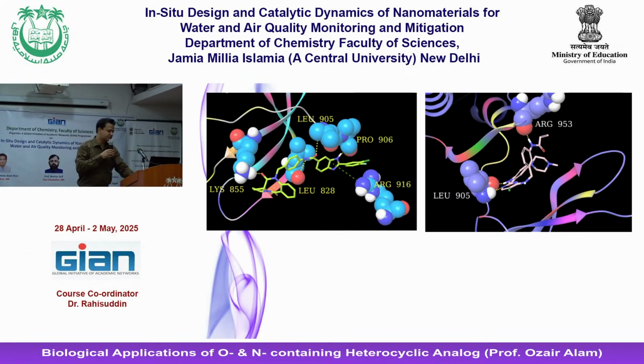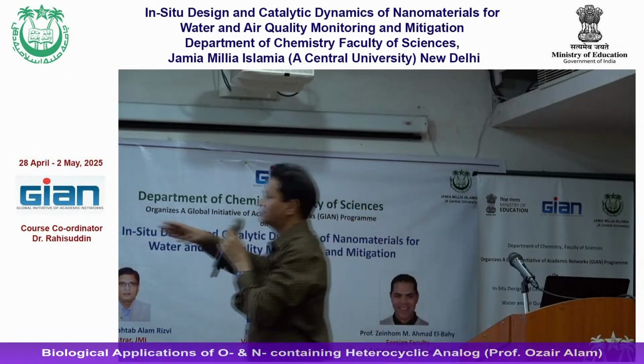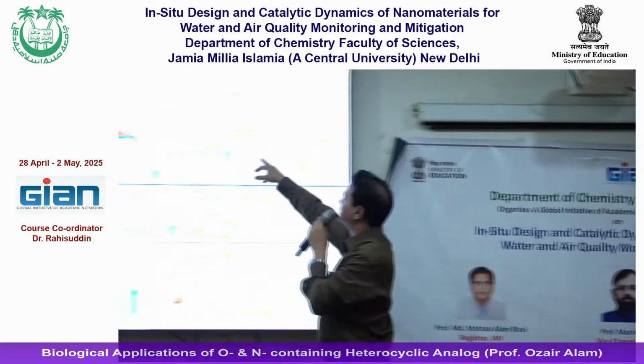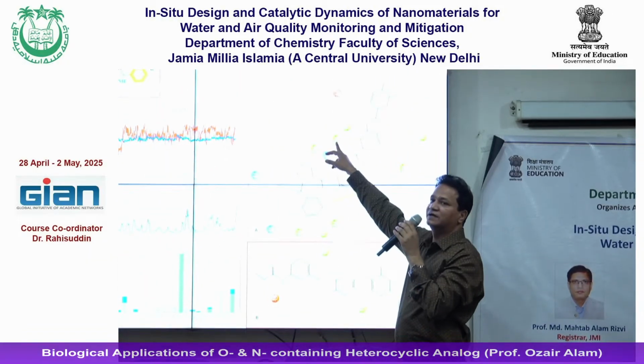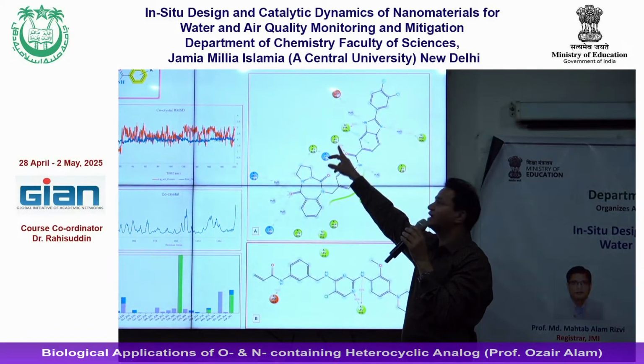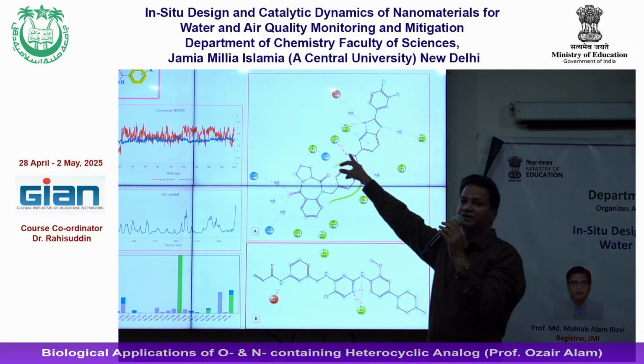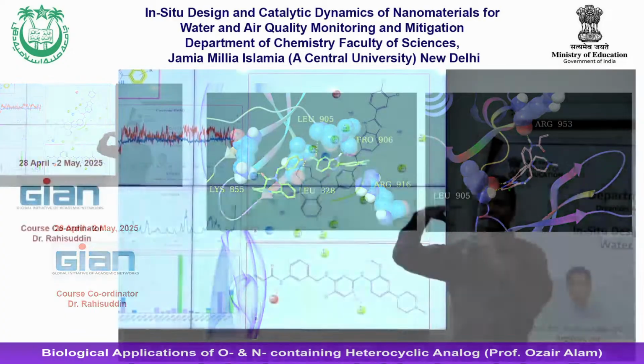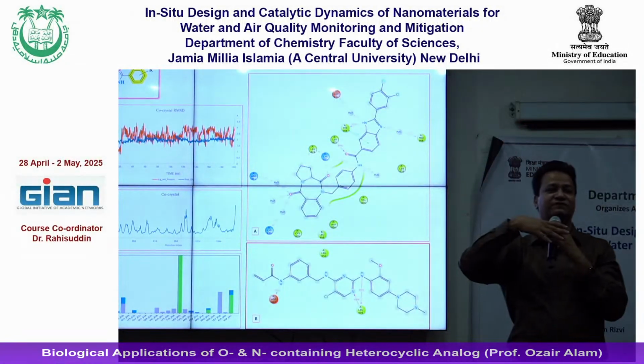In that case, we have to see the 2D structures of the interaction plot. Here you can see that leucine 905 has how much interaction? 97%. So there is a strong interaction.